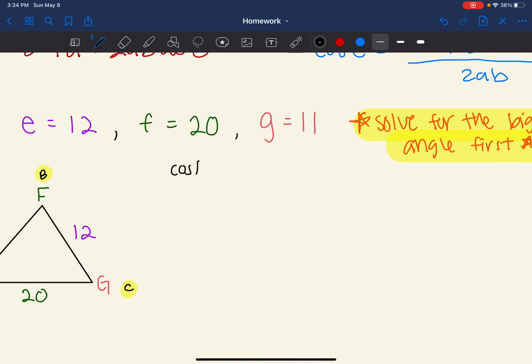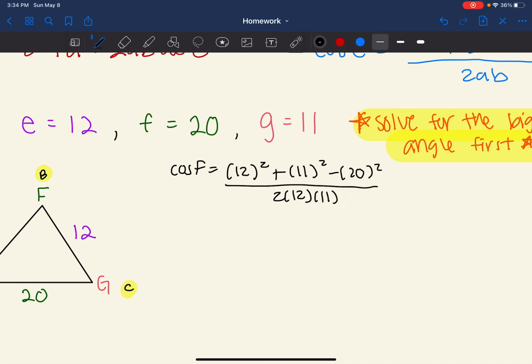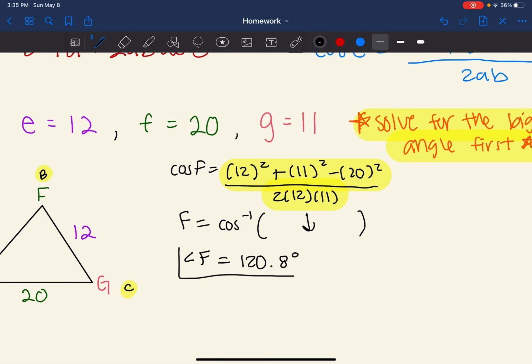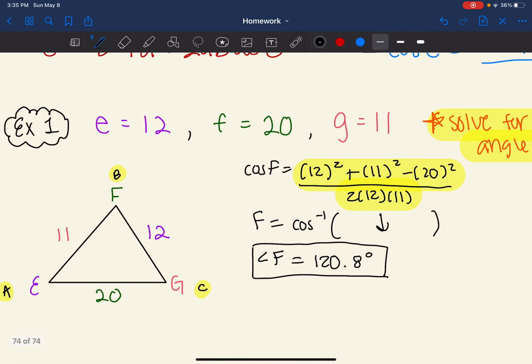So cosine of angle F is equal to 12 squared plus 11 squared minus 20 squared all over 2 times 12 times 11. And because we want to isolate F and find angle F, we need to take the inverse of this equation. So you just put the same equation into your calculator, and angle F should give you 120.8 degrees. So that is our first one.